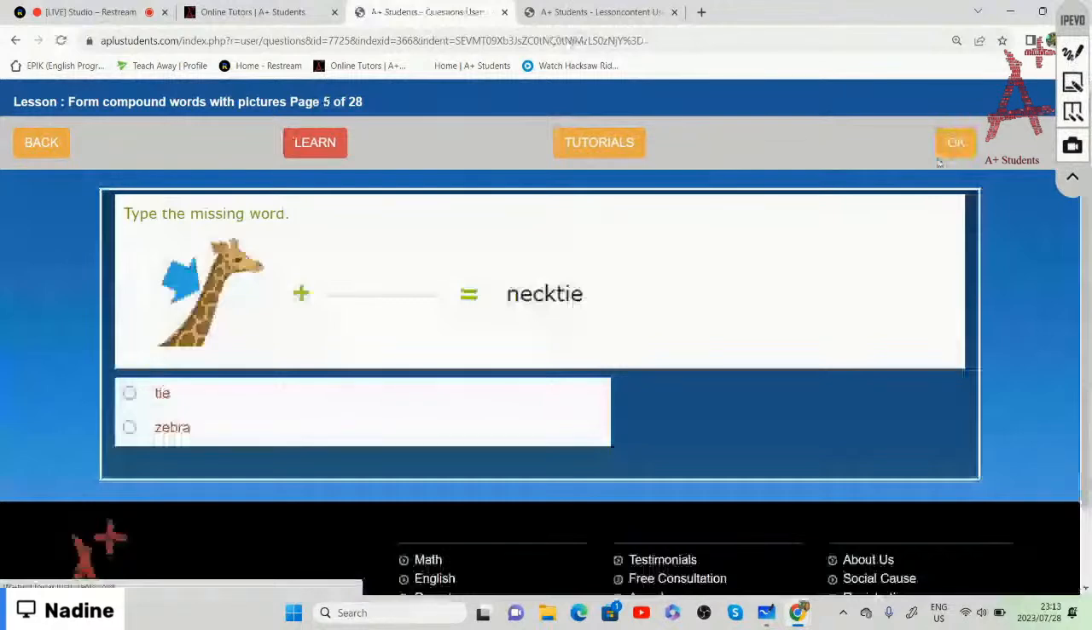All right, we have a giraffe neck, because the arrow shows to the neck. So the giraffe neck, which is neck plus what, equals necktie. Is it a tie, or is it a zebra? So neck plus tie equals necktie, or neck plus zebra equals necktie. All right, so basically neck plus tie equals necktie.